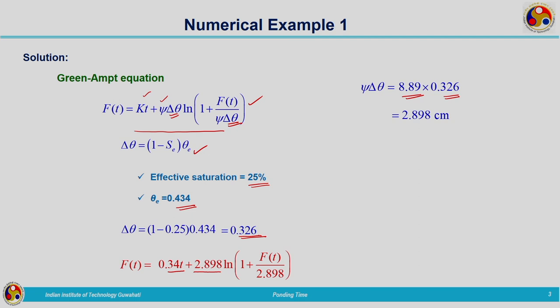Look at the equation carefully. You can see capital F of t, the cumulative infiltration corresponding to time t, is present on both sides of the equation. It is a nonlinear implicit equation, so we cannot directly calculate the value. We may have to go for a trial and error method to get the correct cumulative infiltration F of t using this equation.